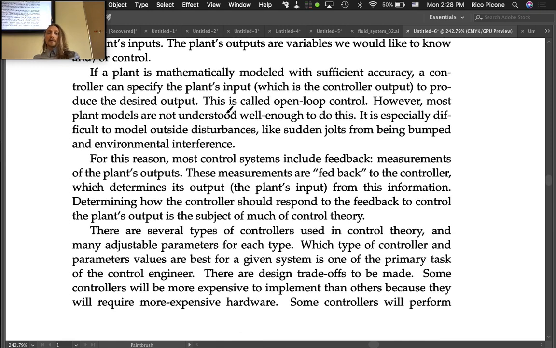There are several types of controllers used in control theory and many adjustable parameters for each type. What we're going to go with is a certain class of controllers, which are of the PID class, okay? I've heard different estimates, but 90+% of the controllers out in the world are of the PID type.